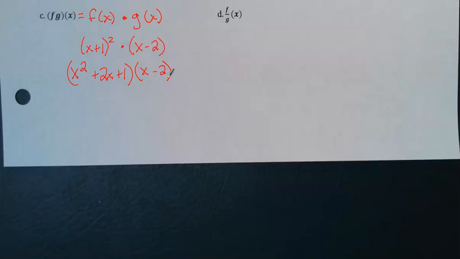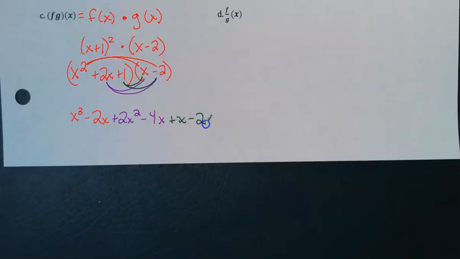So I'm going to have to do some distributing here. So x squared times x is x cubed. x squared times negative 2 is negative 2x. All right, then I'm going to do 2x times x. That's a positive 2x squared. 2x times negative 2 is going to be negative 4x. Then I'm going to do 1 times x is a positive x. 1 times negative 2 is negative 2.